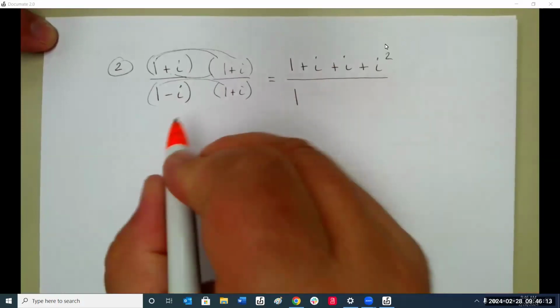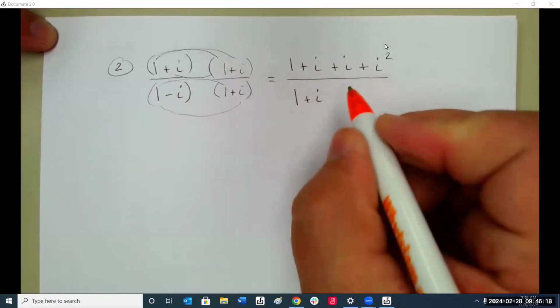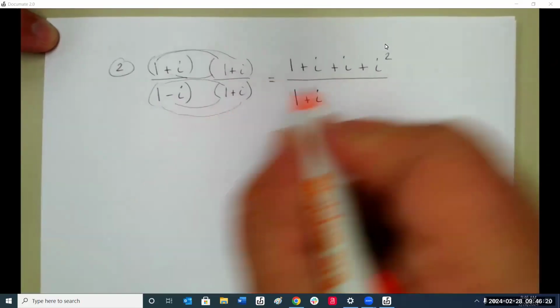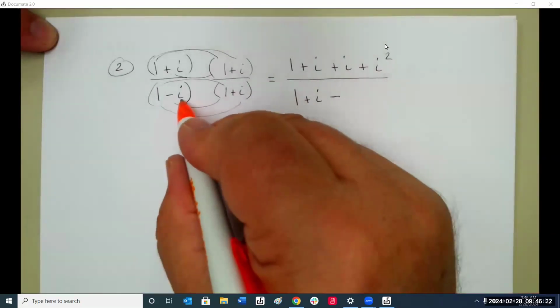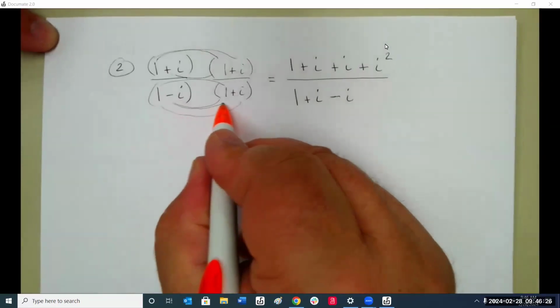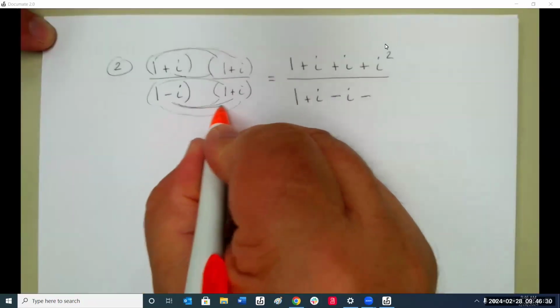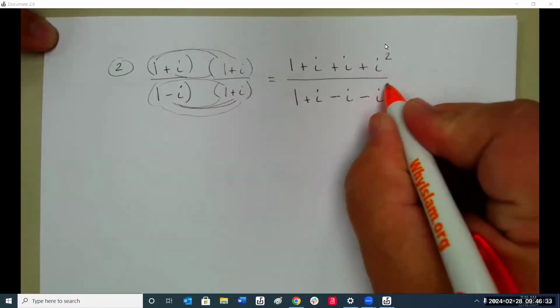1 times 1 is 1. 1 times positive i is positive i. Negative times positive is negative. i times 1 is i. Negative times positive is negative. i times i is i squared.